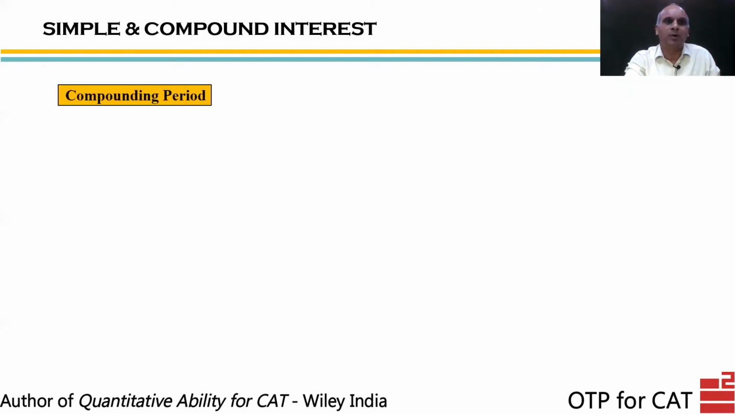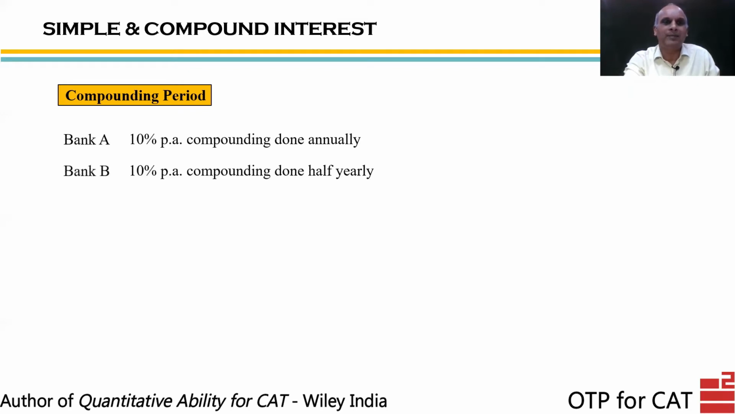Compounding period is another important area in this. Let us take an example. Suppose we have two banks, Bank A and Bank B. Bank A offers you 10% per annum and compounding is done annually. Bank B offers the same 10% per annum, but now they say the compounding is done half yearly. Apparently, both are giving you the same rate of interest, 10%, but there's a difference. The first bank says the compounding is done annually. The second bank says it is done half yearly.